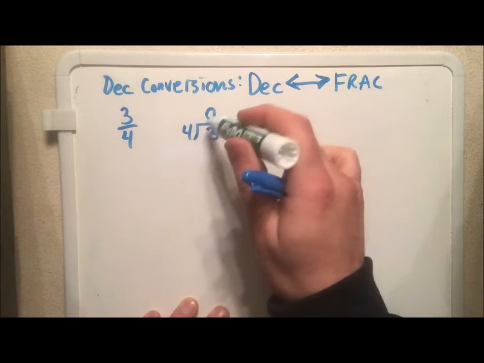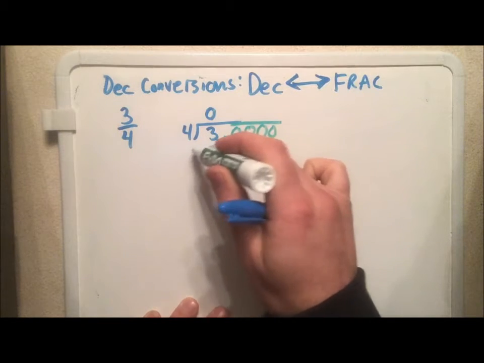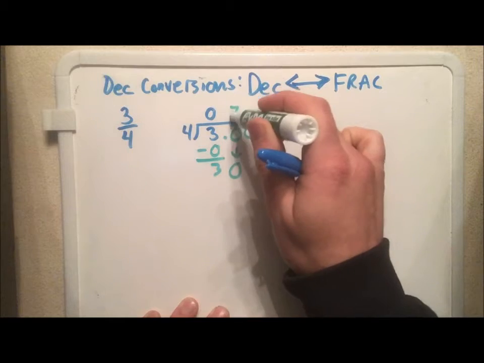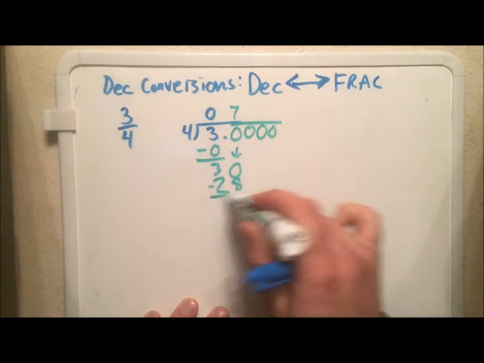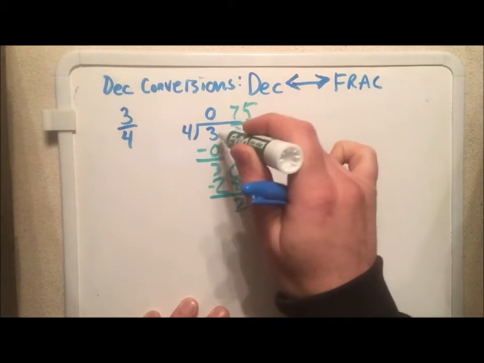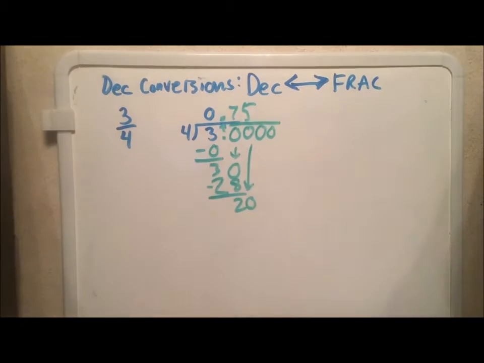4 goes into 3 0 times. 0 times 4 is 0. Subtract 3. Bring down 0. 4 goes into 30. Obviously, you can see how this is turning out. 4 goes into 30 7 times, 4 goes into 20 5 times. There's our decimal, 0.75.